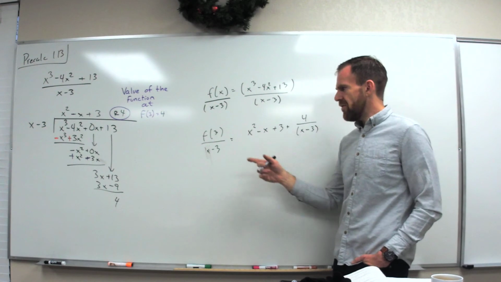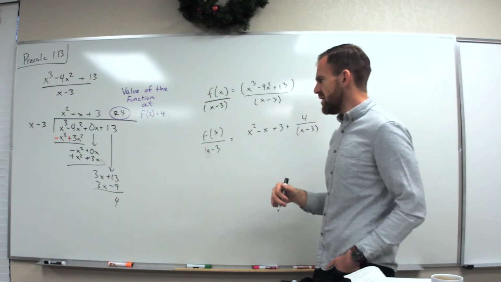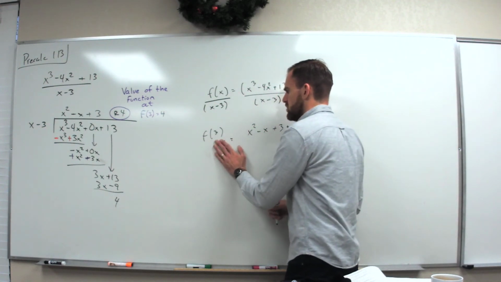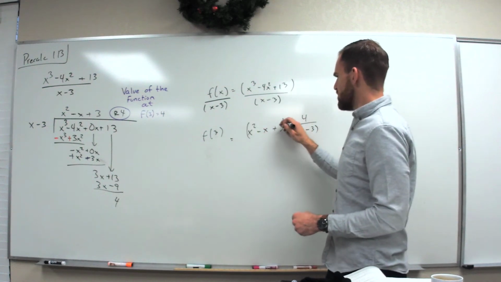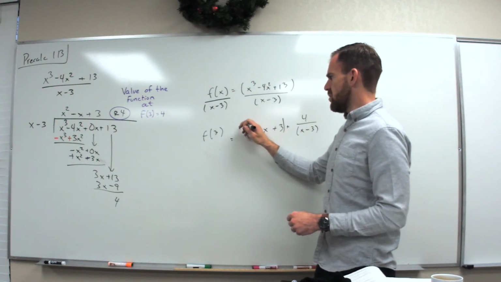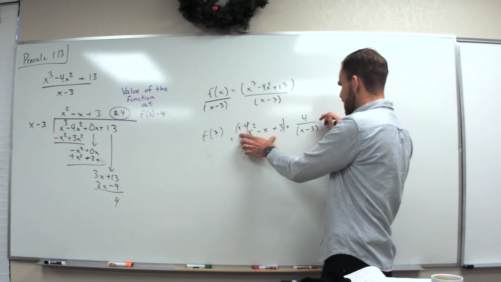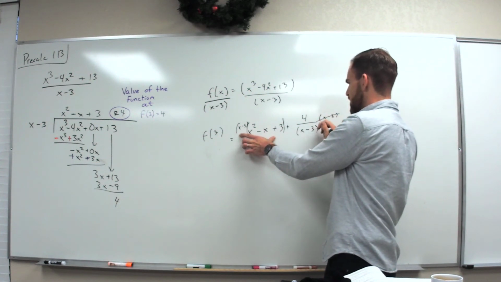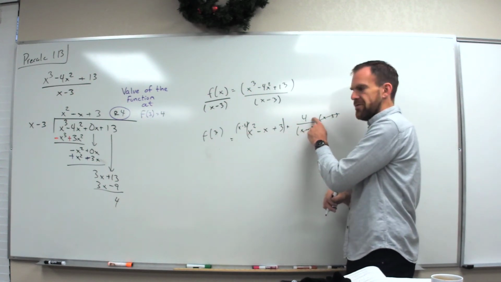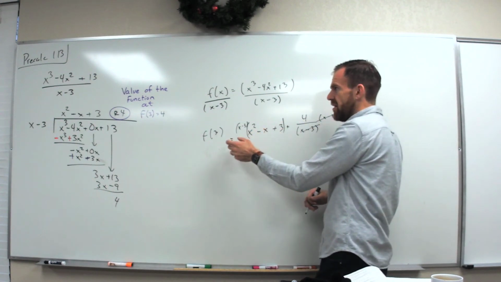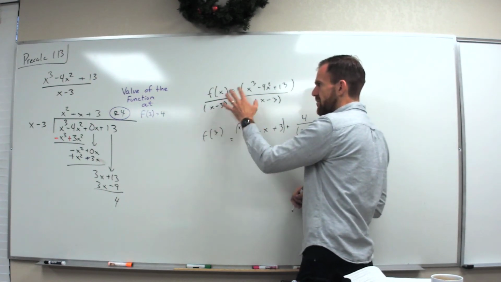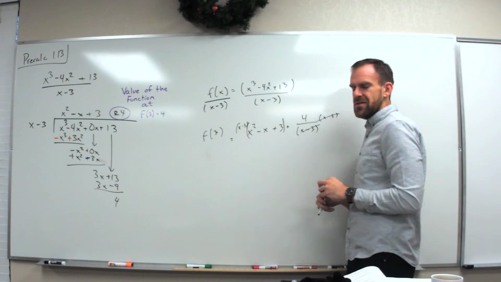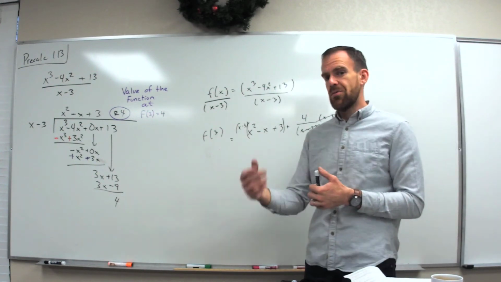Okay, but if I multiply both sides by x minus 3, all of this is multiplied by x minus 3, which makes this 0. If I multiply this by x minus 3, those cancel and I'm left with 4. So the value of my function after this division mess is 4. It has to do with the way we write the remainder.